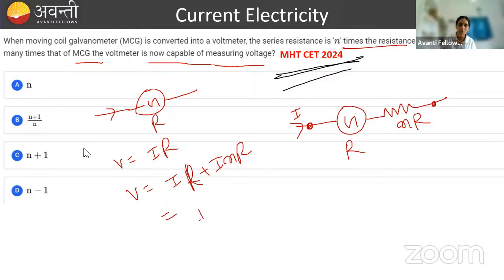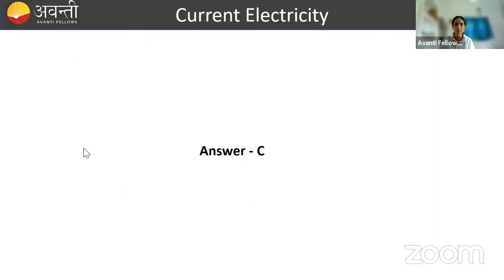So how much value are you getting? Take IR common, 1 plus N. So now it is measuring 1 plus N times more, right? So the correct option will be C. Done. Now let's do some questions from capacitor.